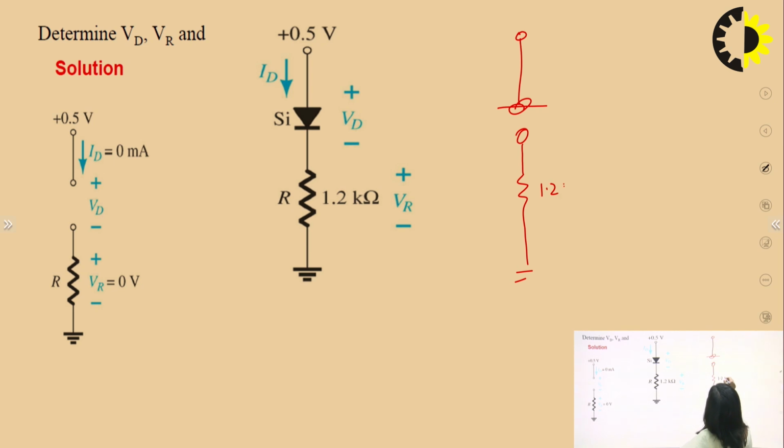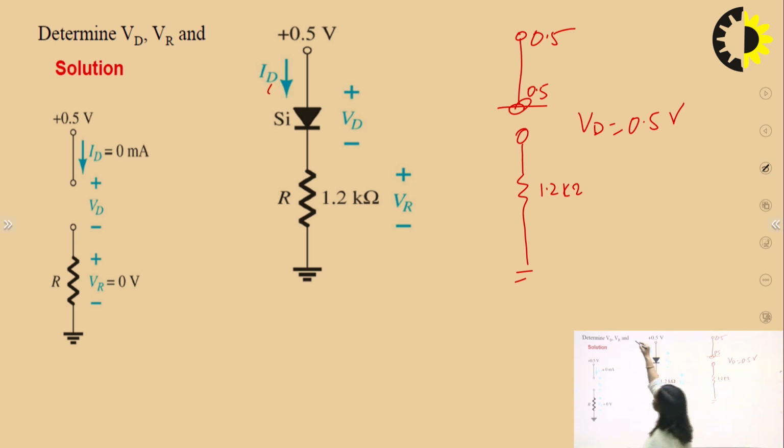This is 1.2 kilo ohm and this will be open. So at this end 0.5 is applied, so here it will be 0.5. So VD value will be 0.5. VD will be 0.5 volt, VR would be 0, and also the current flowing, this ID, will also be 0, because the diode will be open, and since it is open, no current will be flowing through this, so ID will be 0 and voltage drop VD across the diode, we can see 0.45 is applied here.